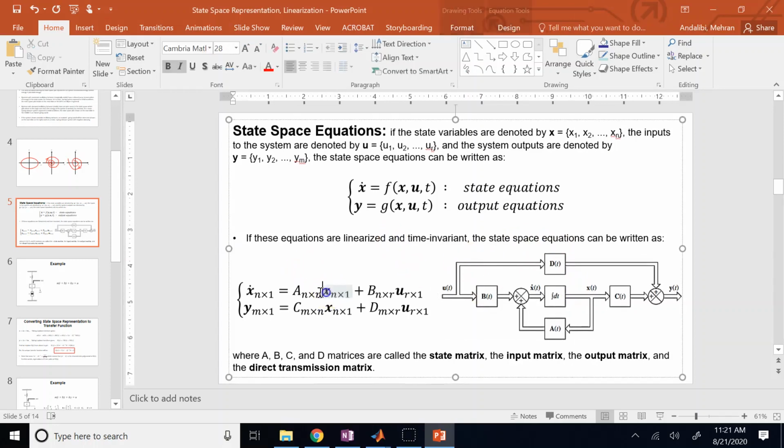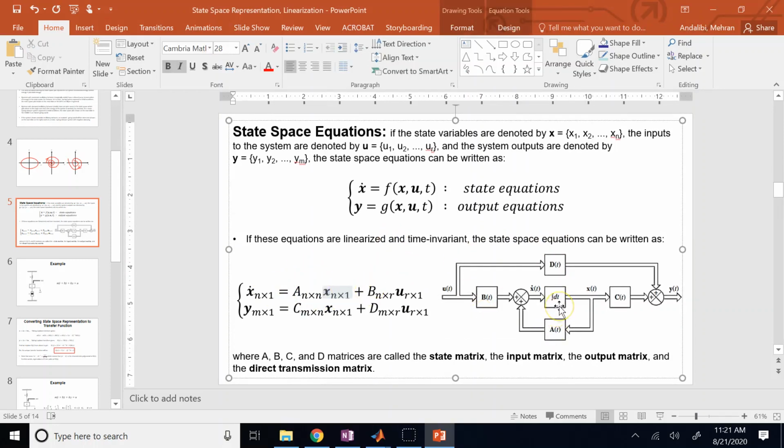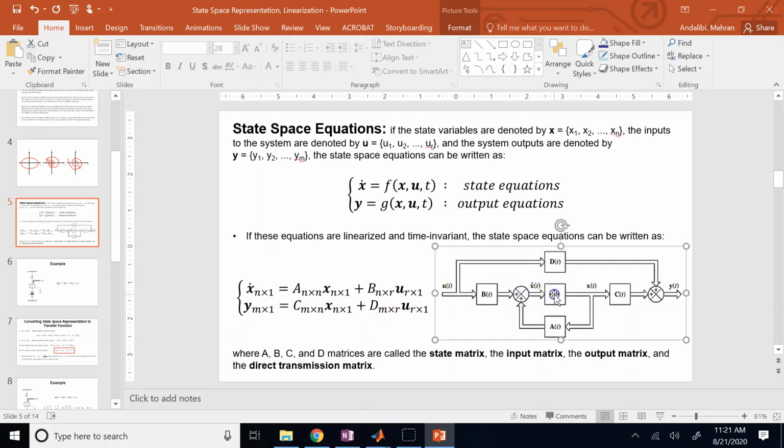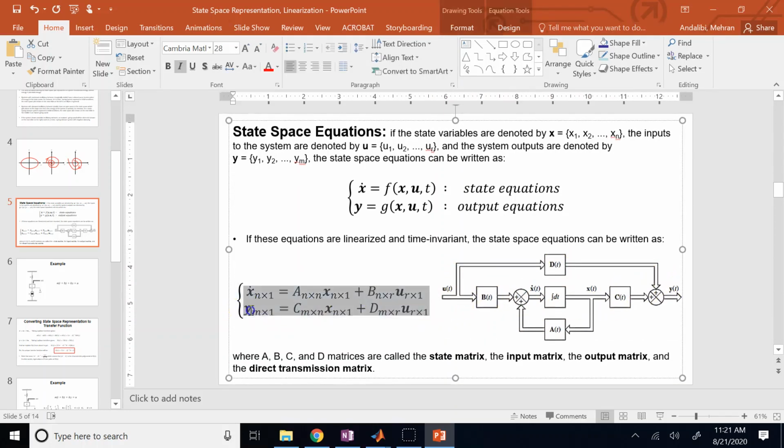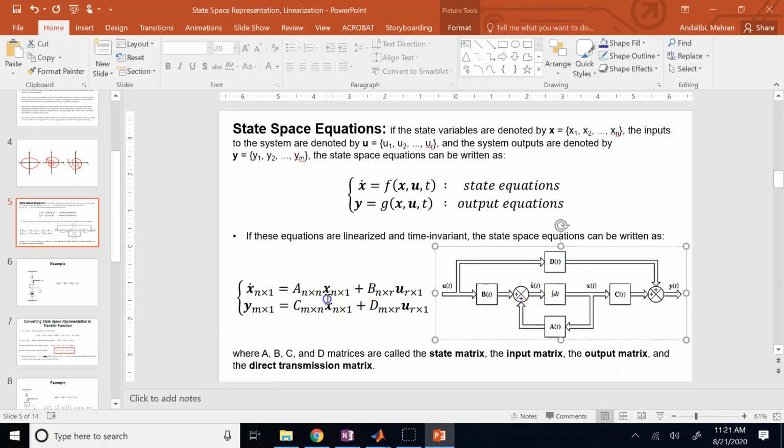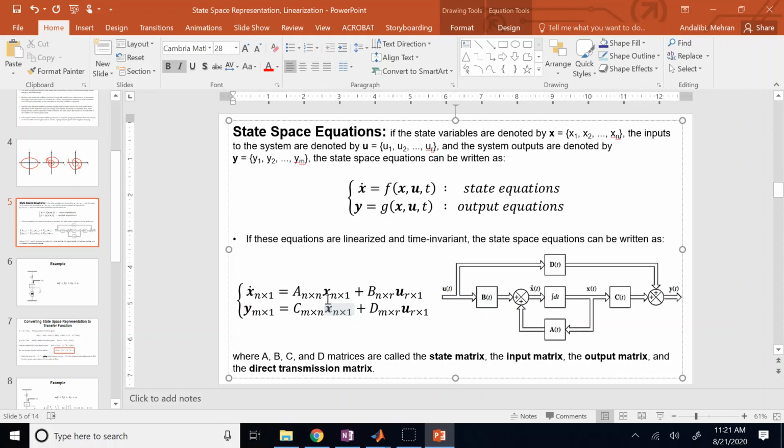And this is a block diagram for this system. If you have x, you multiply it by A. If you have u, you multiply it by B, and add them together, forming this top row, and the result is x dot. Then if you integrate x dot, you get x. Then if you multiply that x by C and multiply u by D and add them together, you get the output y. So this block diagram exactly represents these linear state space equations, right?